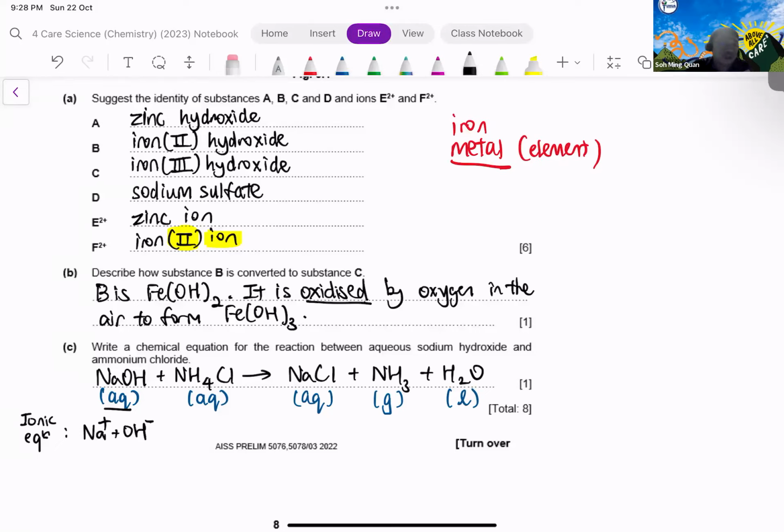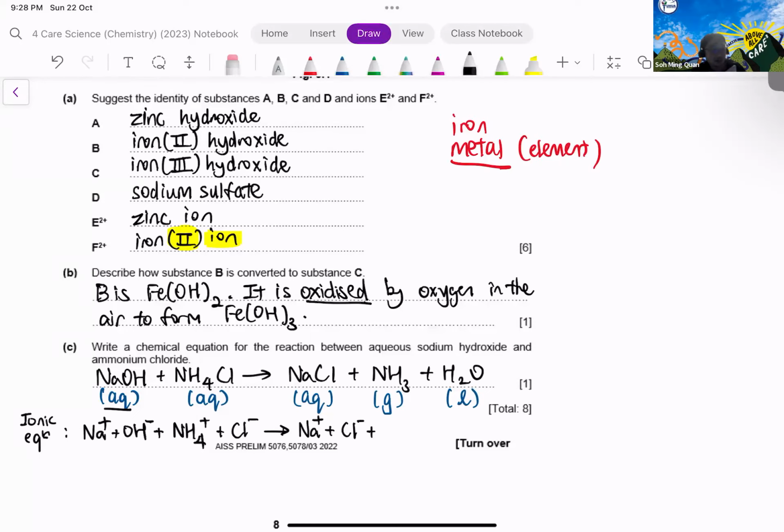So NaOH contains Na plus and OH minus. Ammonium chloride, ammonium, which is NH4 plus, Cl minus. Okay, so we have split up the sodium hydroxide and the ammonium chloride. Next, sodium chloride is also aqueous, so we will split up into Na plus and Cl minus. So the aqueous ones, we have all split up already.